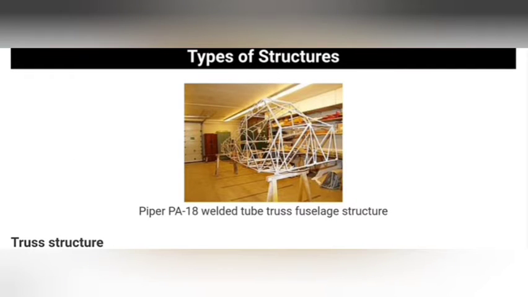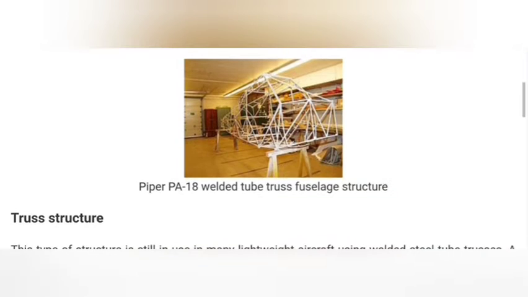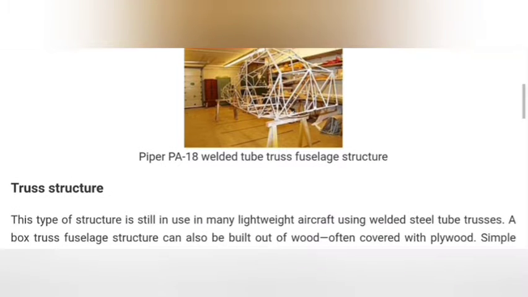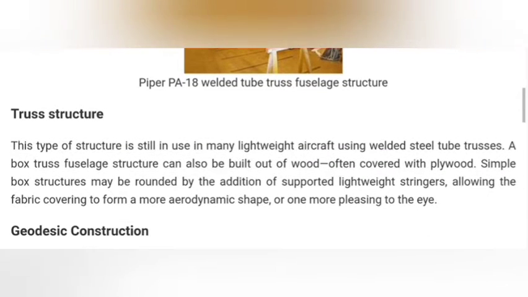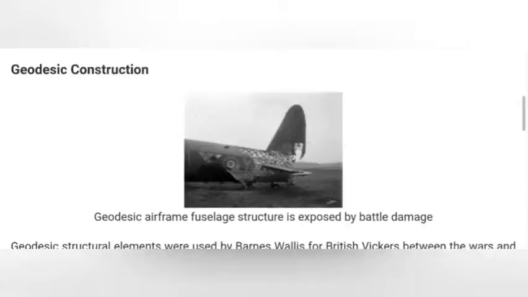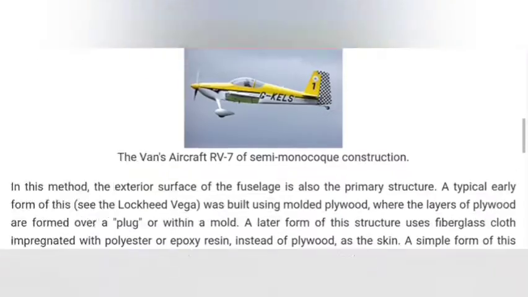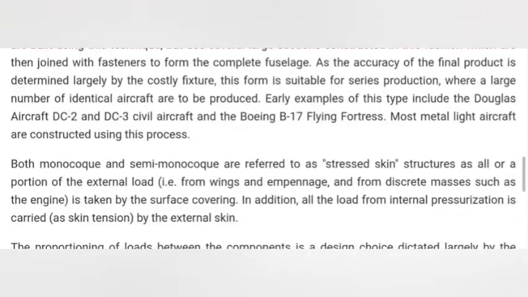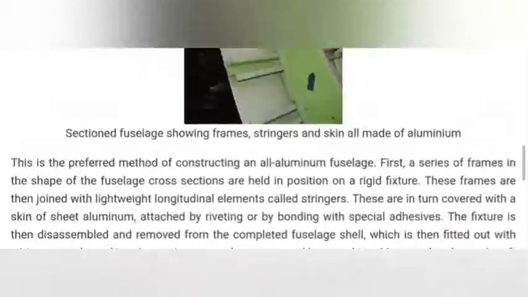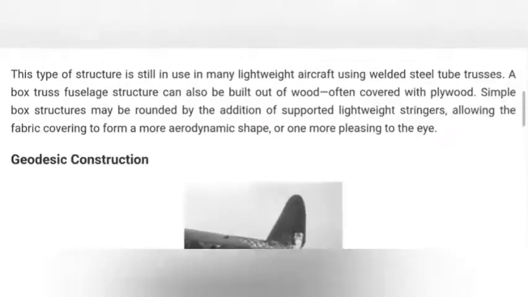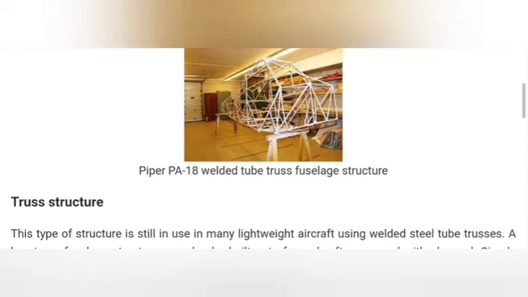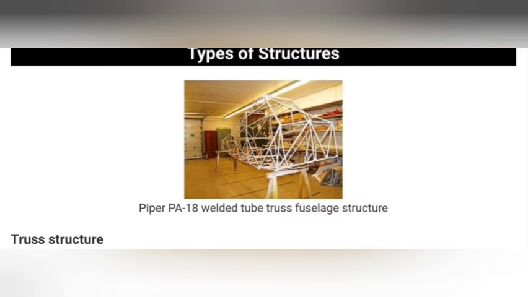There are different types of fuselage structures used in the previous aircraft and in future applications. They are truss structure, geodesic construction, monocoque shell, semimonocoque. First we will see the truss structure. The picture shown is the Piper PA-18 aircraft's welded tube truss fuselage structure.